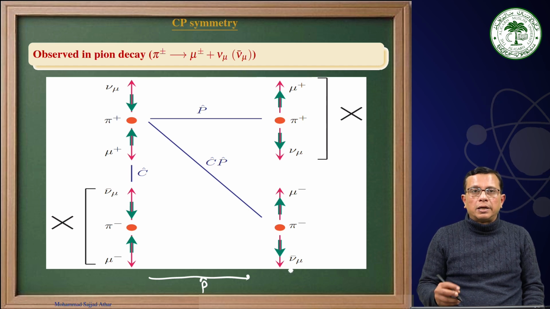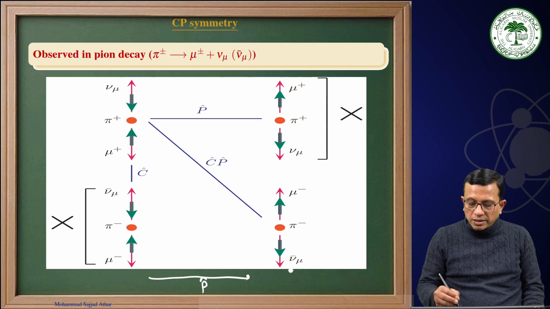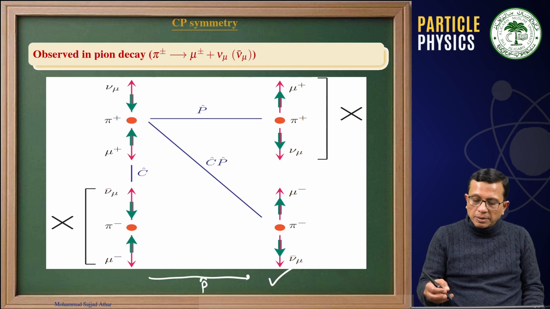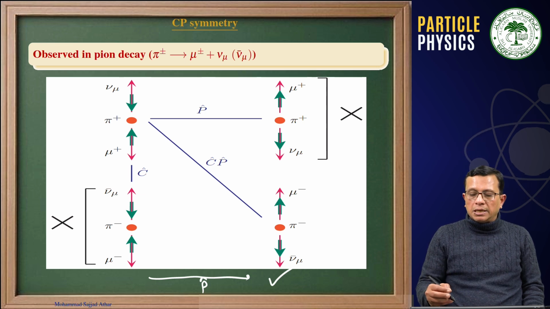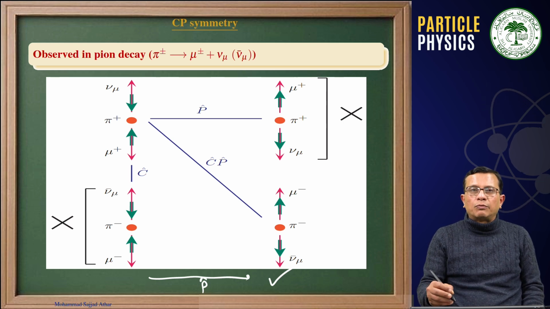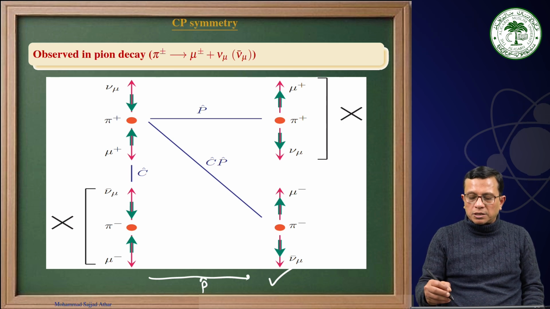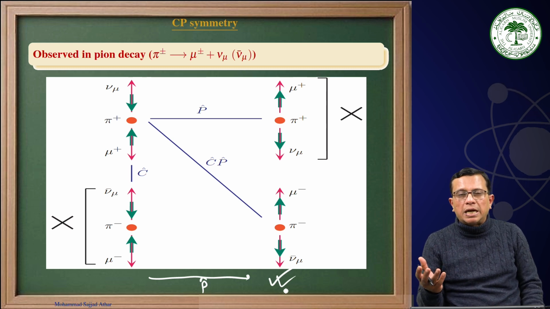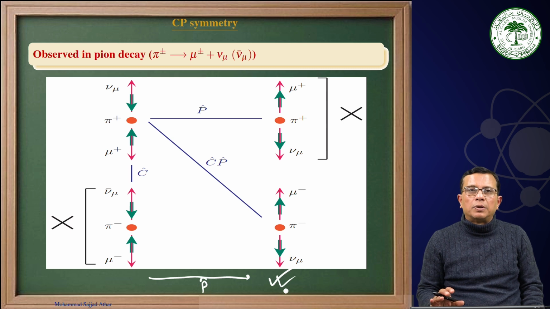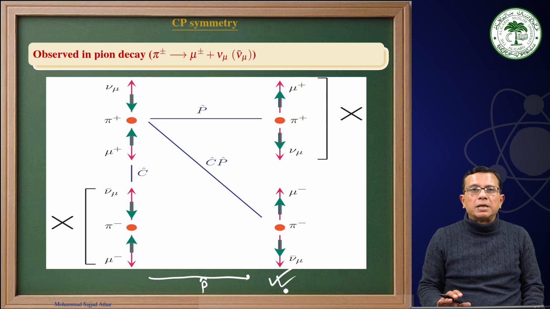Now nu mu bar, we know that is a right-handed neutrino, and this has been observed in nature. Similarly, if you can see here, when we operate by P and then we operate by C, C is not going to change the momenta, C is not going to change angular momenta. So what it is going to change is it will take a particle to an antiparticle state: mu plus to mu minus, pi plus to pi minus, nu mu to nu mu bar, and what we are discussing is that this process has been observed. Therefore, whether you are talking about CP or PC, that is one and the same. And this is an example where it looks like in weak interaction CP is conserved.